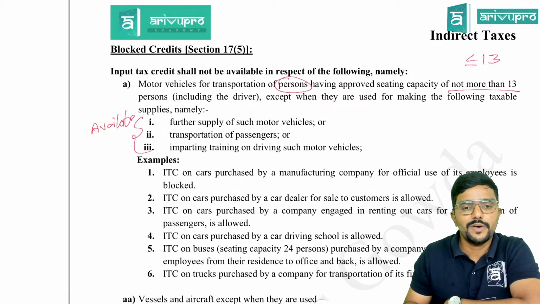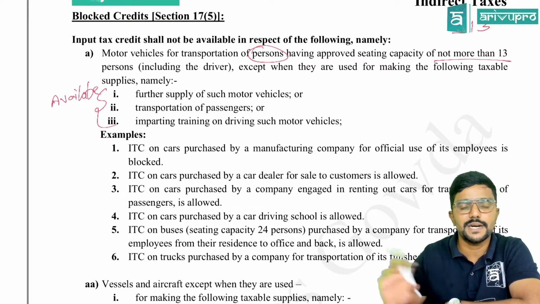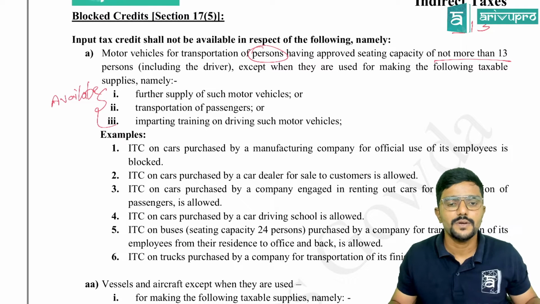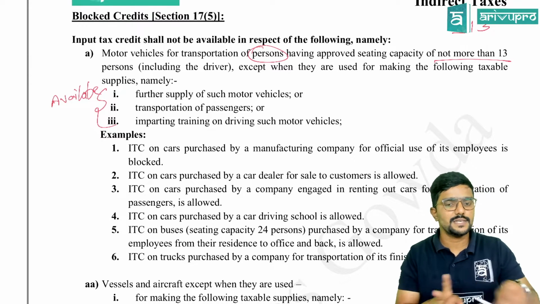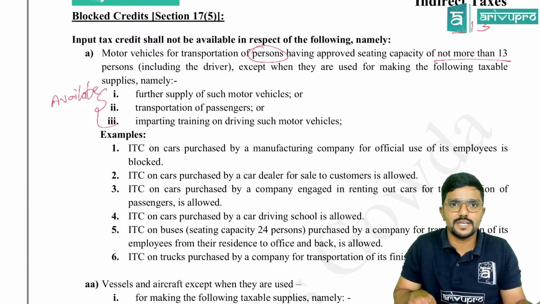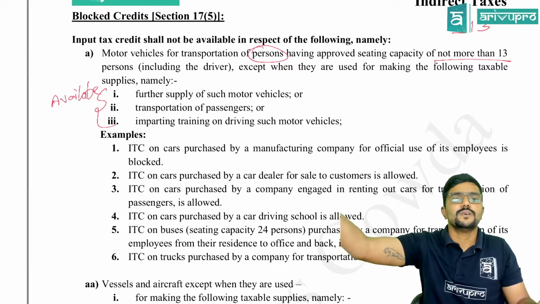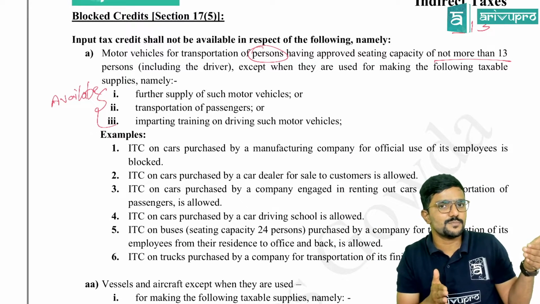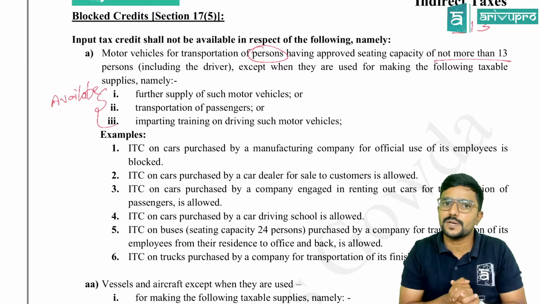So when are those? Except in the following cases, credit is not available. It means in the following three cases, credit is available. So what is it? Further supply of such motor vehicle. That is, I'm a dealer in motor vehicles. I have purchased a motor vehicle not to use for myself, but to further supply it. In that case, on my inward supply, when I have purchased the motor vehicle, I have paid tax. Can I claim the credit?